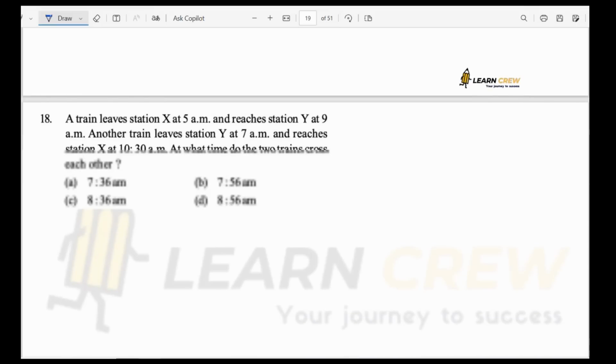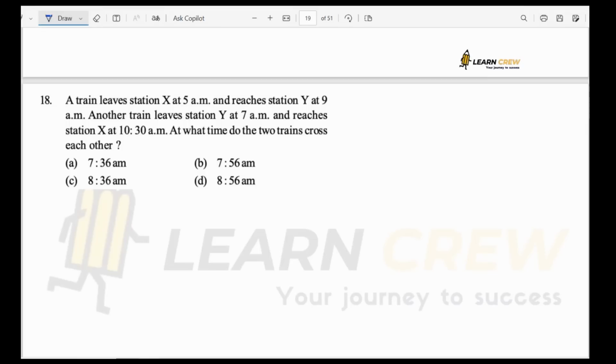Now next. A train leaves station X at 5 a.m. and reaches station Y at 9 a.m. Another train travels from station Y at 7 a.m. and reaches X at 10:30 a.m. At what time do both the trains cross each other? Please do answer.